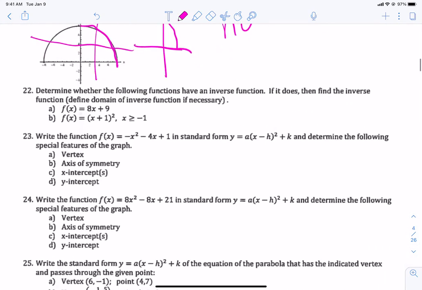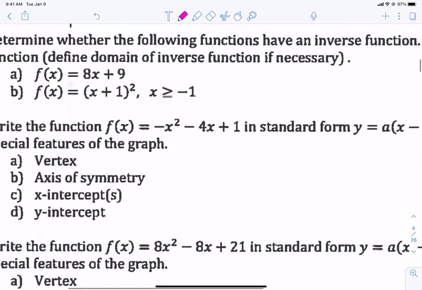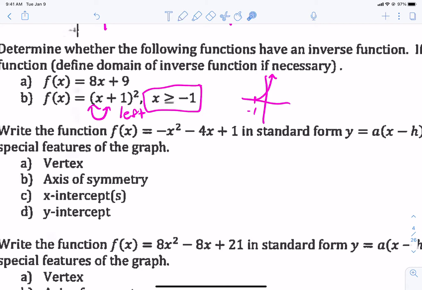Determine whether the following function has an inverse. 22a is a yes. Because it's a line, it's going to be fine. 22b. Now, this is a parabola that's moved to the left one. Do you see here where it says I only want the x's greater than or equal to negative 1? That means I'm only using half of the parabola. So does it have an inverse? Sure does.